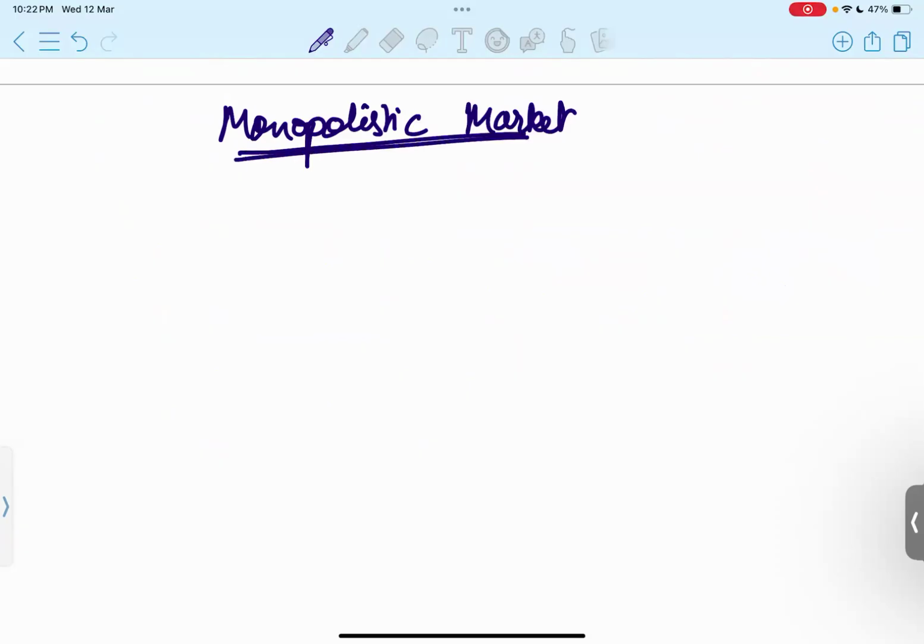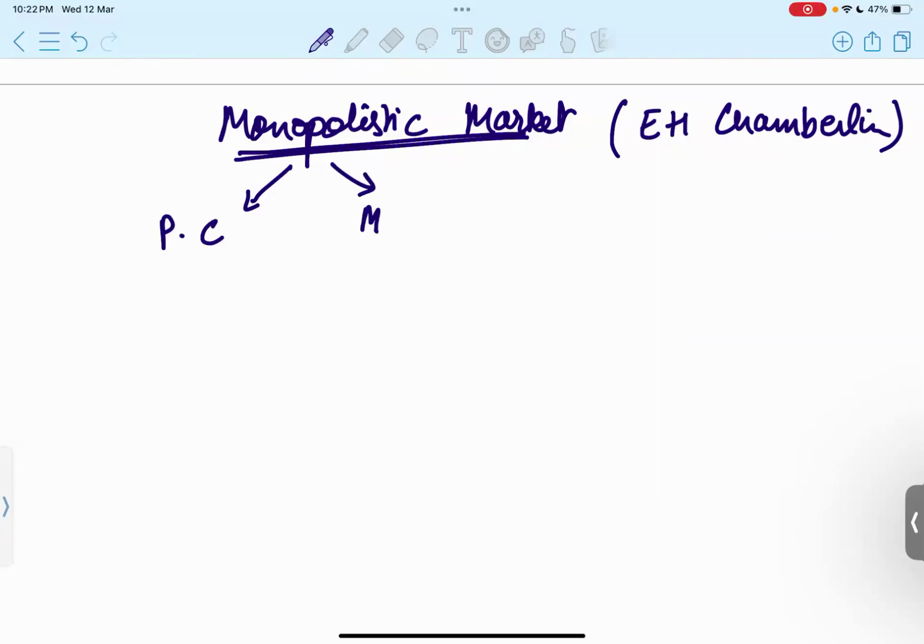So the monopolistic market was given by the economist E.H. Chamberlain. It is a blend of two markets, where we see the features of two markets. One is perfect competition and another is monopoly.